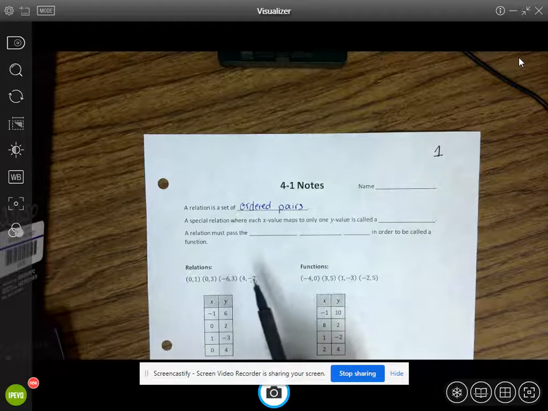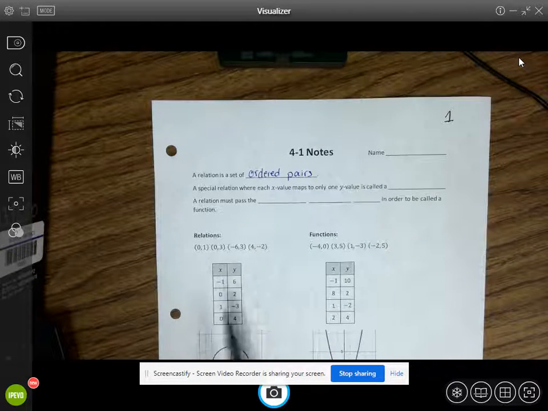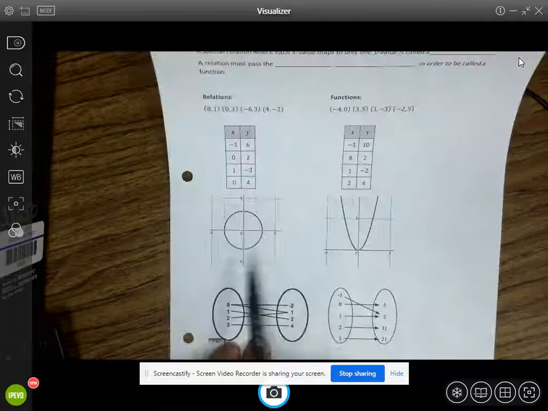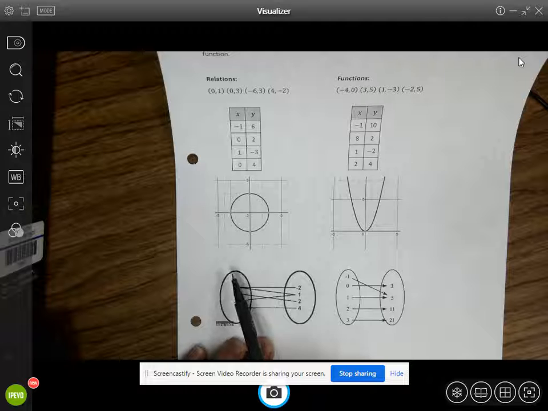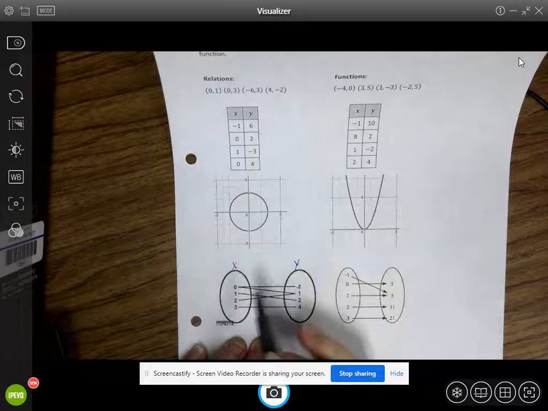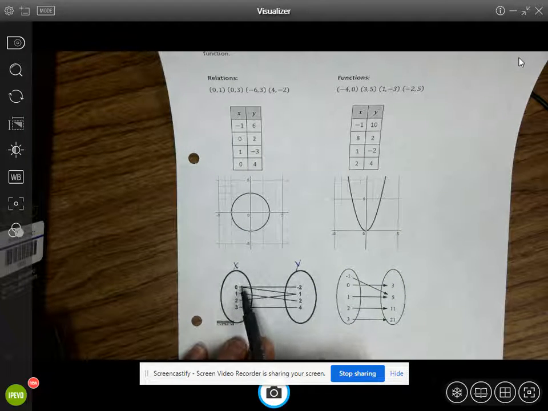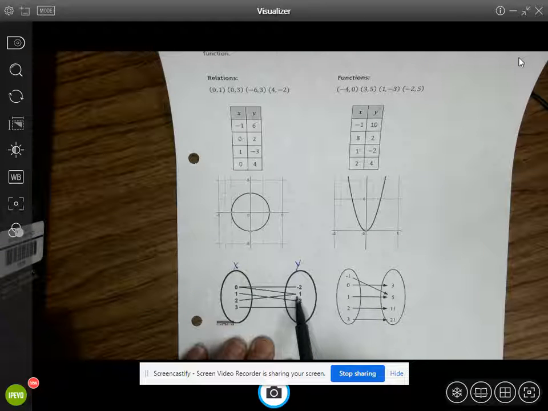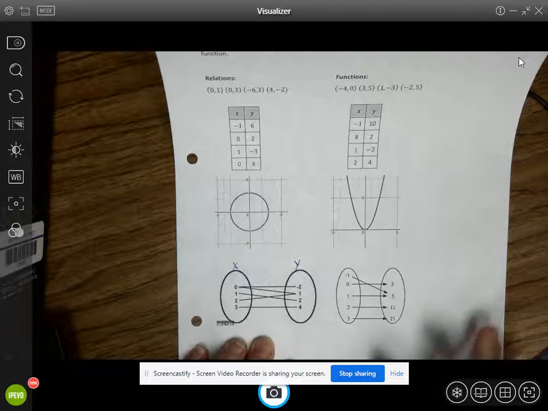Now, they can be given in different forms. They could be given as coordinates. They can be given in a table. They could be given as graphs, or they can be given as what is called a mapping. So this maps x to y. This tells me that 0, -2, but also 0, 1, and 1, 2, and 2, 1, and 3, 4 would be your ordered pairs.